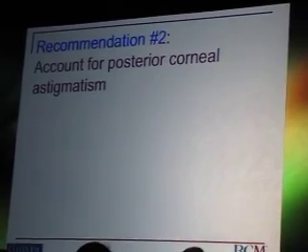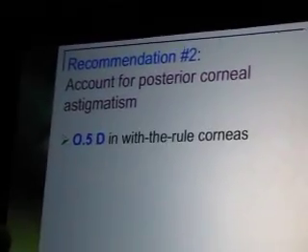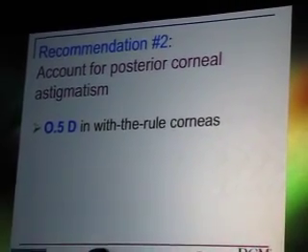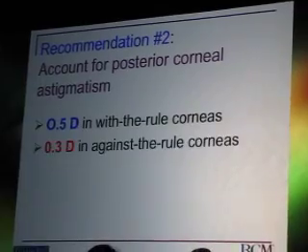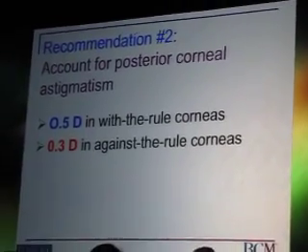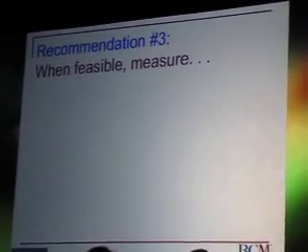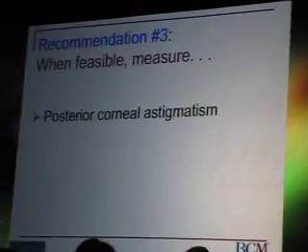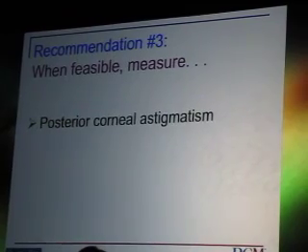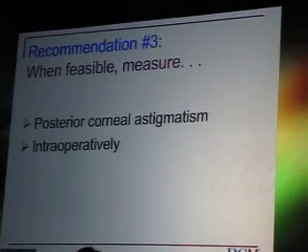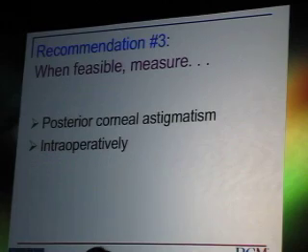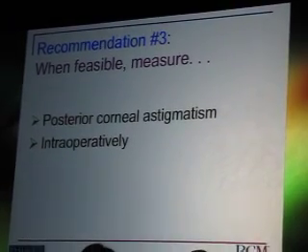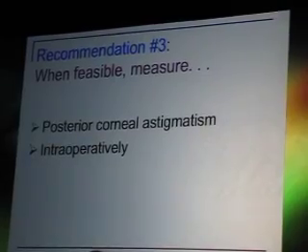Recommendation number 2, I think we need to account for posterior corneal astigmatism, that half diopter of against the rule astigmatism that is hidden in the with the rule corneas, and that 0.3 that's hidden in the against the rule corneas. And when feasible, I think we should try to measure these patients preoperatively. Our posterior corneal astigmatism measurements, I don't think they're perfect. They're getting better, and I think they're useful. And I think that intraoperatively now we're seeing some benefits of detecting this astigmatism by measuring the entire refractive power of the eye on the table after the lens has been removed, the crystalline lens.